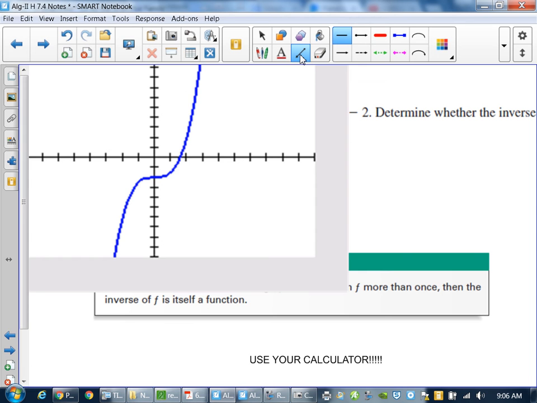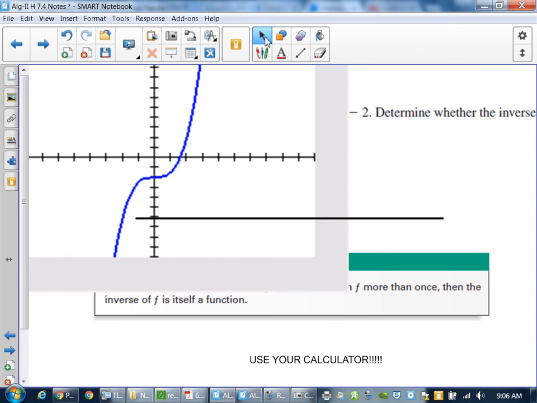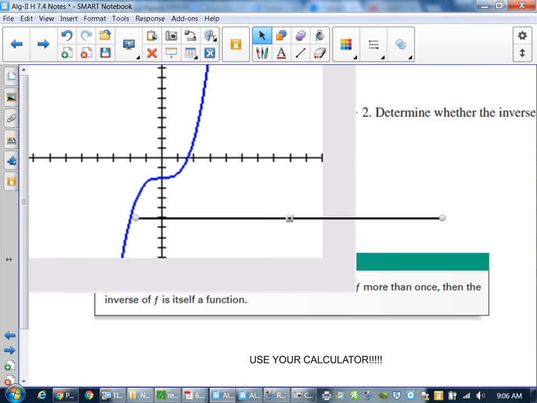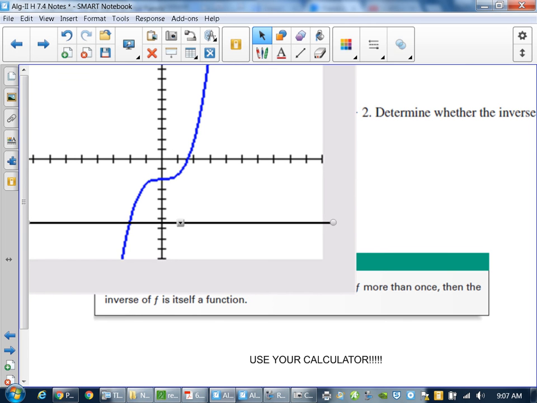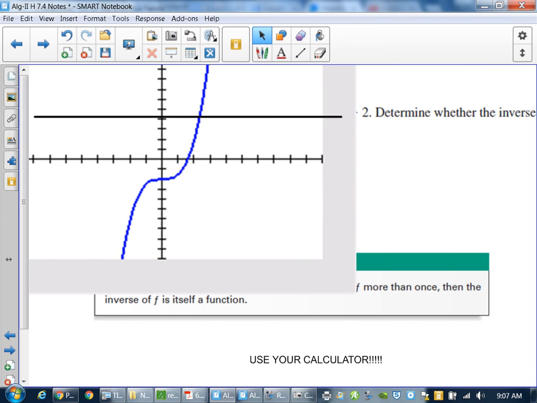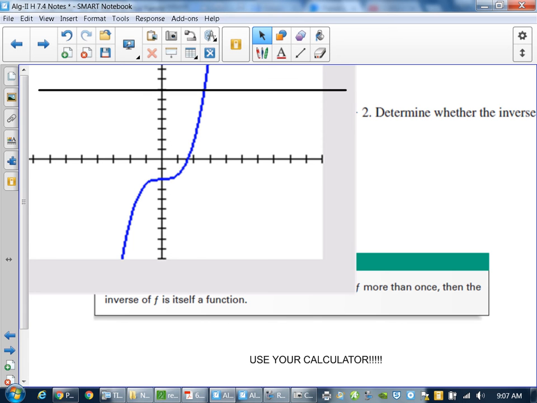What this horizontal line test tells you is, like I was getting at the beginning, if you take a horizontal line and at any point in time it touches more than one point, that means the inverse will not be a function. Because the original function doesn't pass the horizontal line test, the inverse won't pass the vertical line test. That's all that meant. So if you know it's going to pass, then you can go ahead and find the inverse.